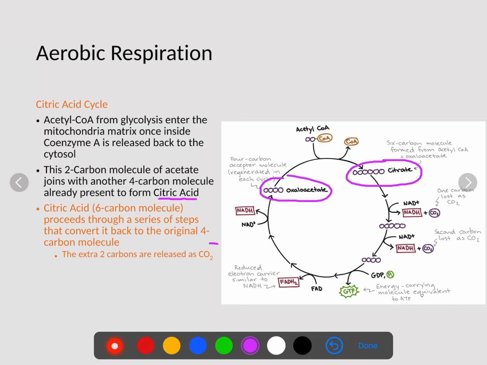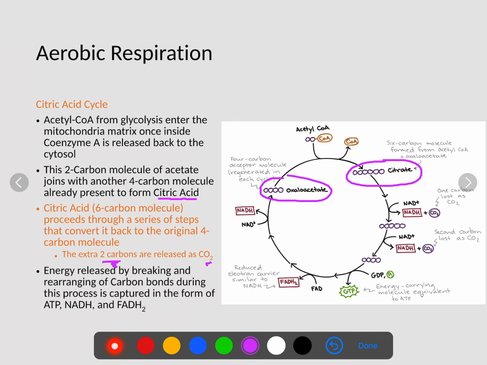So this is the process where CO2 is released into the atmosphere. So this is where the CO2 we breathe out comes from. So citric acid proceeds through a series of steps that converts it back to that original 4-carbon molecule. Those 2 molecules of extra carbon are converted into CO2. So energy released by breaking these bonds during this process is captured to form ATP, NADH, and FADH2.